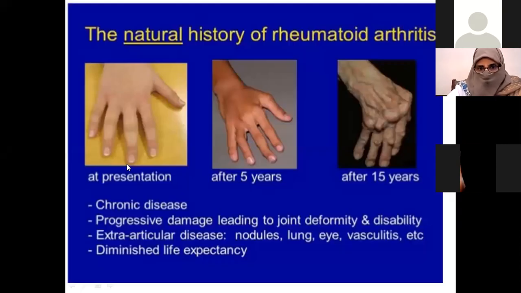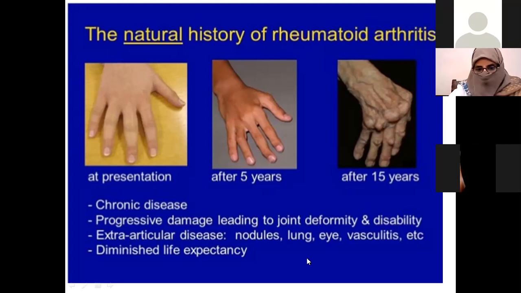This boutonniere deformity and swan neck deformity are characteristics of rheumatoid arthritis. So the natural course of rheumatoid arthritis is, at presentation, the hands are like this, and then the joints start undergoing deformity. Some fingers are straightened like this, and some will be hyperflexed like this. Finally, in the chronic cases, if the disease keeps progressing and does not respond to the drugs, the hands could be like this. So there's progressive damage leading to joint deformity and disability.